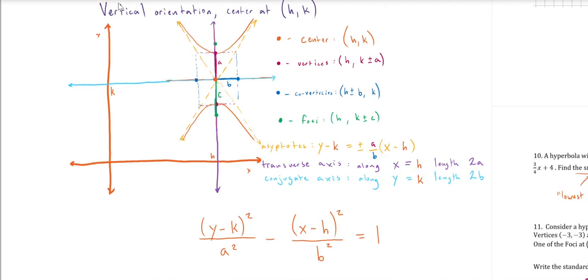On the other hand, if we look again at a vertically oriented hyperbola with a center at (h, k), now a is playing the role of a vertical quantity. And so when we talk about the slopes of these asymptotes, it is a that we find in the numerator and b in the denominator.